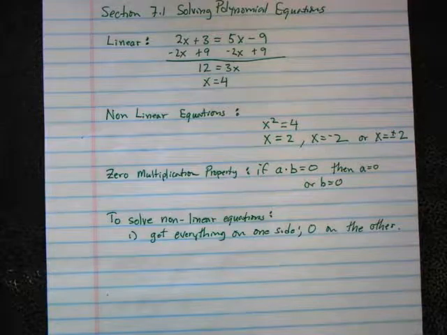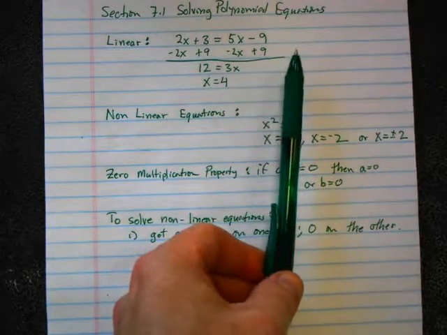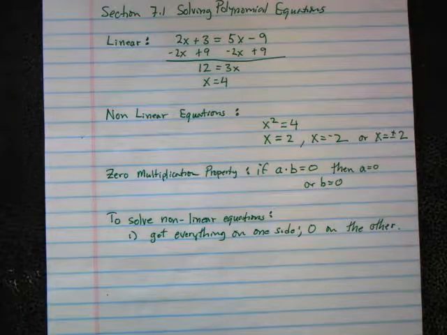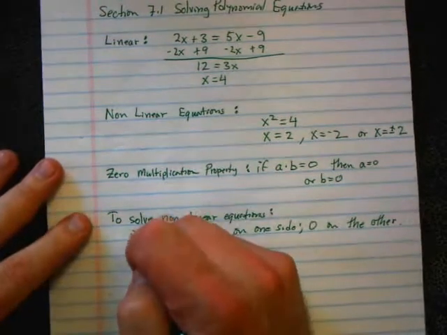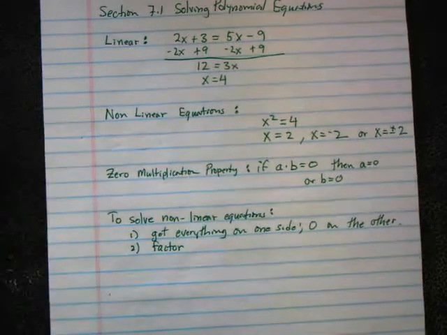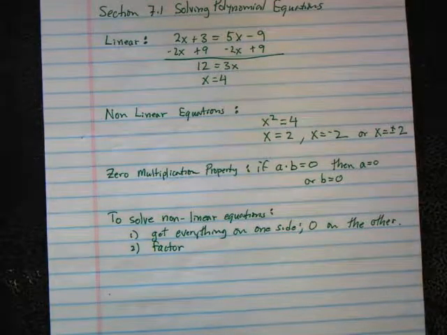As I was saying, for linear, our first step is get all the x's on one side, all the numbers on the other. For nonlinear, our first step is get everything on one side, everything. Step number 2, factor. And again, you might have wondered, why did we spend so much time in Chapter 6 learning how to factor? Well, here's another reason we factor.